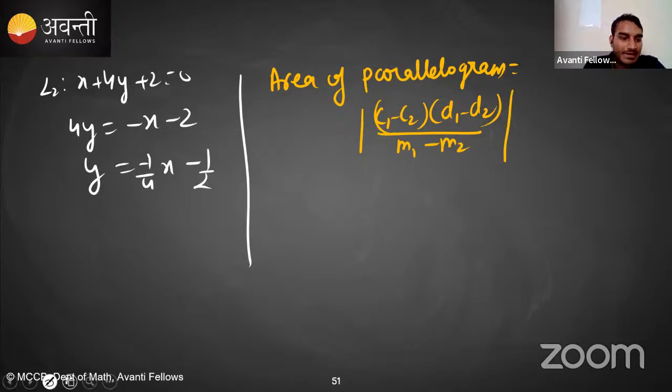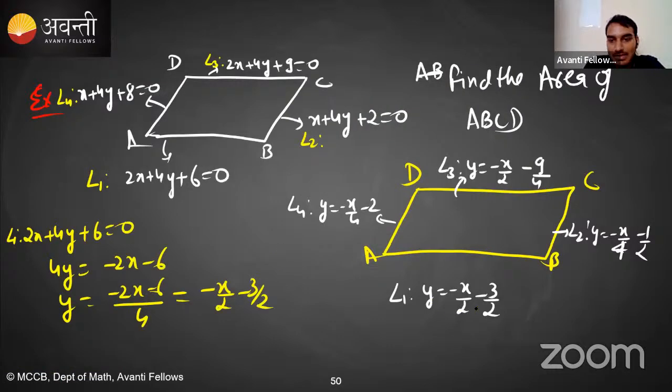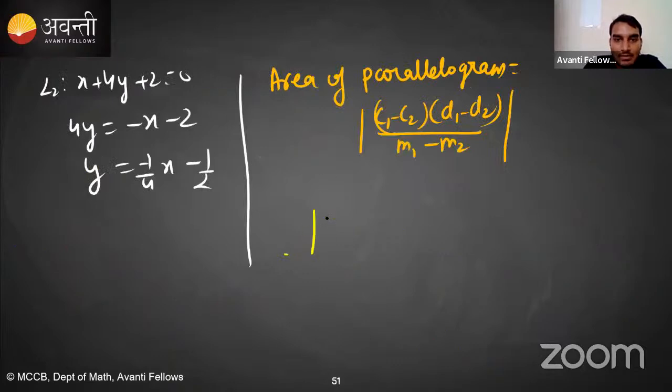Okay. So if I ask you what is c1, what is c2? c1 is minus 3 by 2. c2 is minus 9 by 4. What is d1? d1 is minus half, the constant terms. What is d2? Minus 2. Right? So c1 minus c2 is minus 3 by 2 minus of minus 9 by 4, which is minus 3 by 2 plus 9 by 4, into d1 minus d2, which is minus half plus 2.